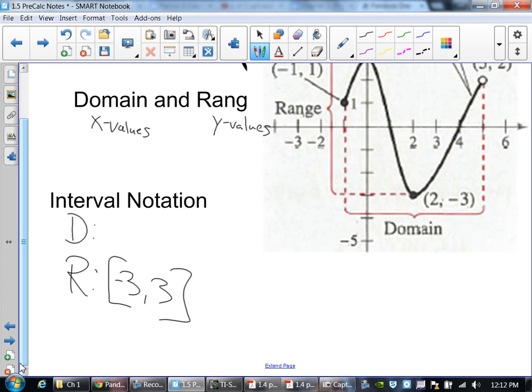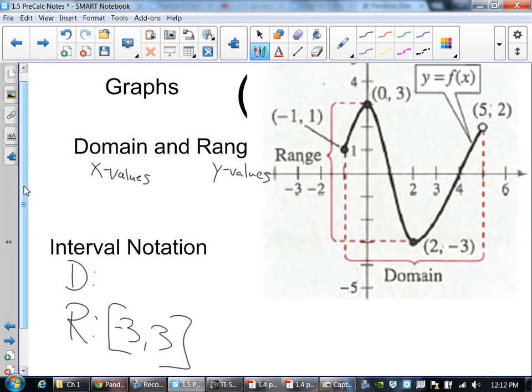Now, look at your domain. Your domain is your x values. What's the smallest value of x according to that graph? -1. What's the largest value? 5. I'm looking at, because my domain goes this way, and this is where it gets different. Because it's got an open spot, we put a parenthesis on it. Have you seen that before?